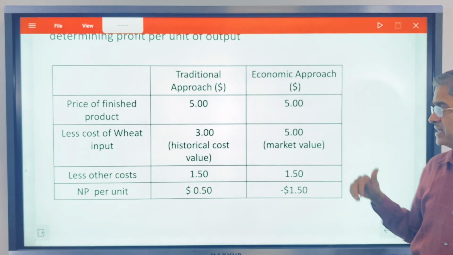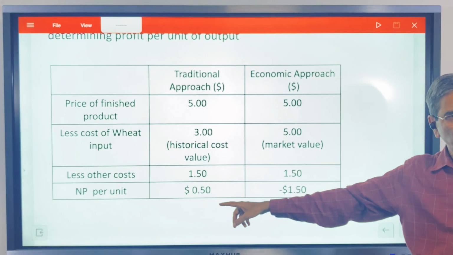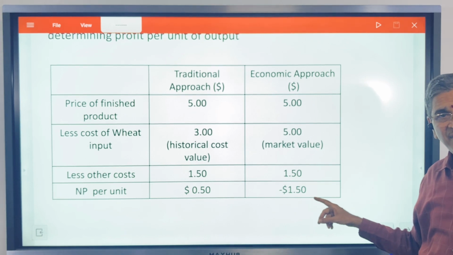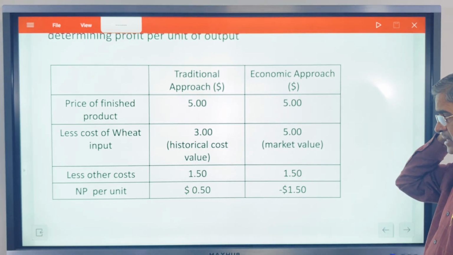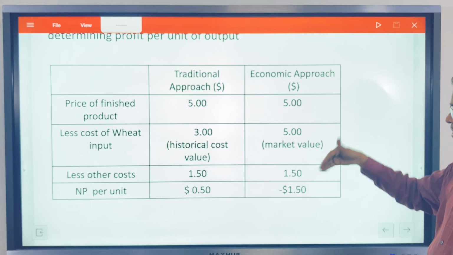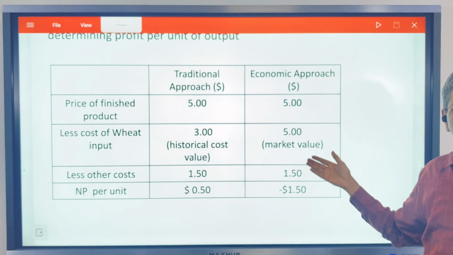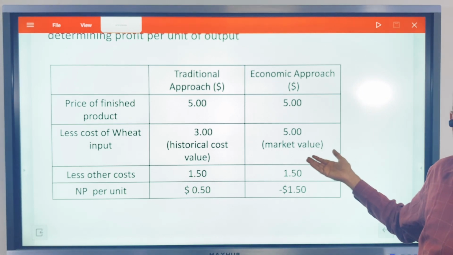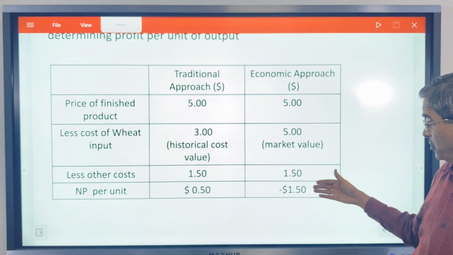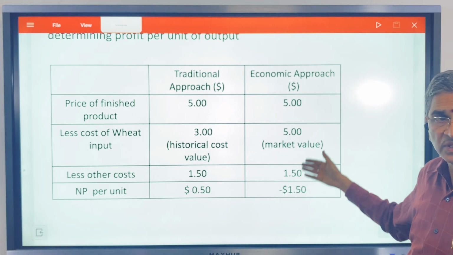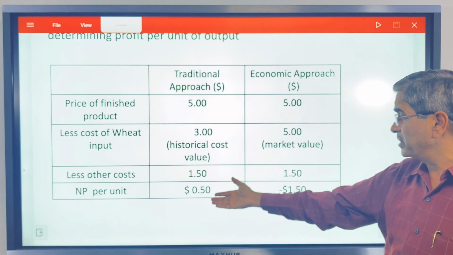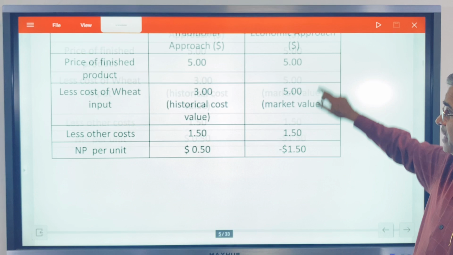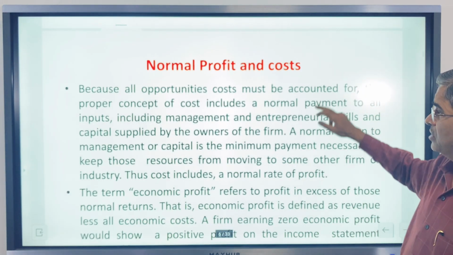But what economists will say is, you are not getting a profit of 0.5 on each product, but you are incurring a loss of 1.5. Because had you not made this product, instead you would have sold the input as it is to the outsiders, then obviously you would have got $5. Then you would not have incurred another 1.5. So this 1.5 was a loss. You would have got the money, 0.5, as such. So this is the difference between the economic concept and this concept.